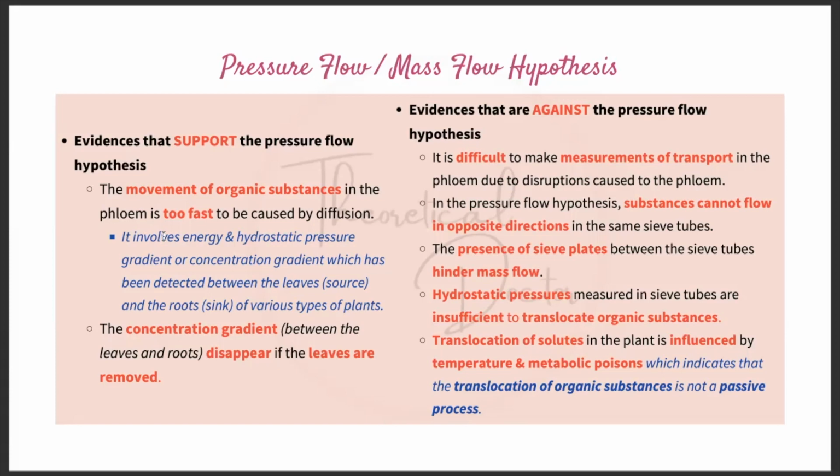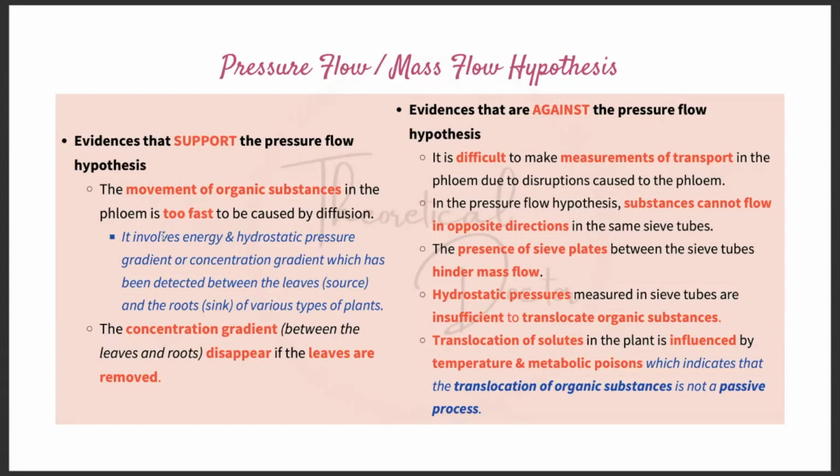Second, the concentration gradient between the leaves and roots disappears if the leaves are removed. So when the leaves are first removed, fluid flows fast from the cut leaf stalk. It shows that the phloem sieve tubes in the stem were in fact under great pressure. That's why water is able to come out from there. So evidences that are against the pressure flow hypothesis.